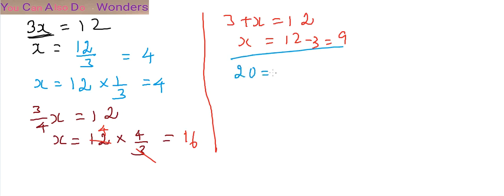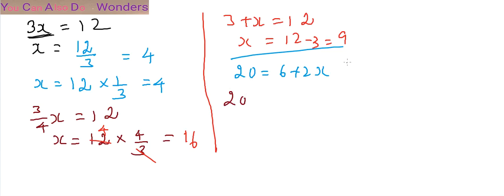Suppose 20 equal to 6 plus 2x. Here x is on the right side, and the term containing x, that's 2x, is positive. So leave it as it is on that side itself. Bring 6 to the other side. So it becomes 20 minus 6, because 20 is on the same left hand side.